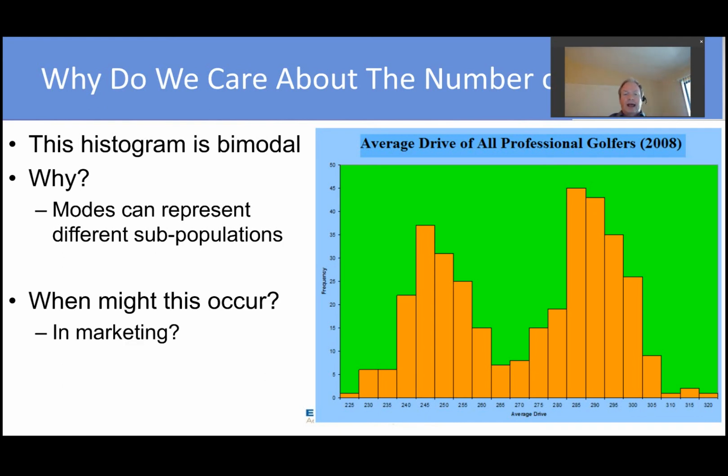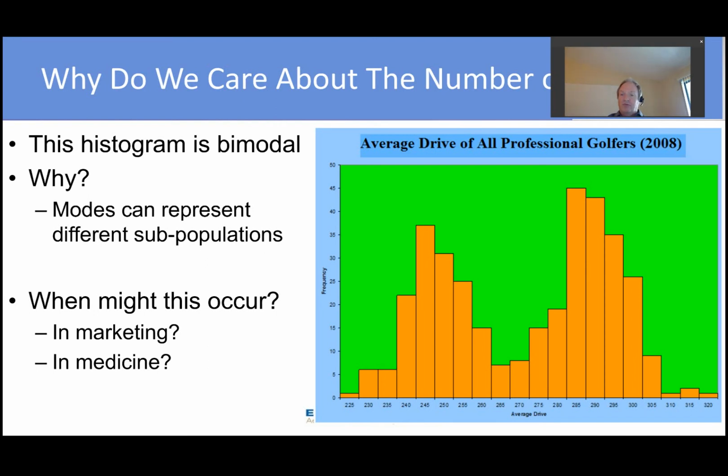You might ask yourself when this might occur in marketing and medicine. For example, we know that different ethnic groups have different responses to COVID-19. So if you looked at the antibody response for maybe whites and blacks, it might look something like this. Now, one thing I will say is that very often there's more than one population and you can't detect them. And a classic example is men and women.